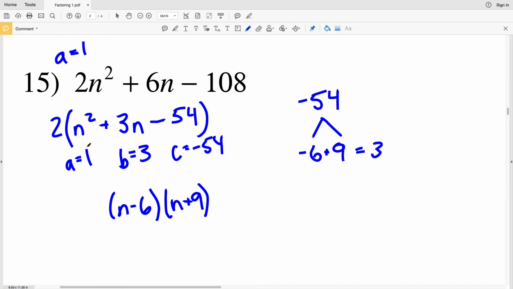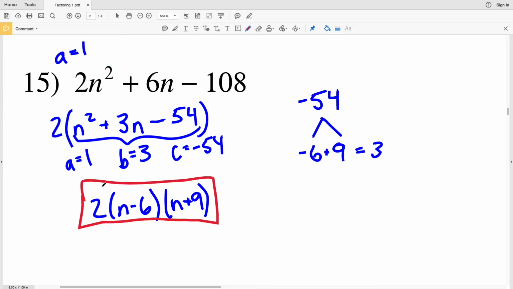However, that was just for the polynomial that was multiplied to 2. So we need to multiply 2 to those factors. When we factor out n minus 6 times n plus 9, we'll get n squared plus 3n minus 54, and then we need to multiply that by 2. So our answer is 2 times n minus 6 times n plus 9.